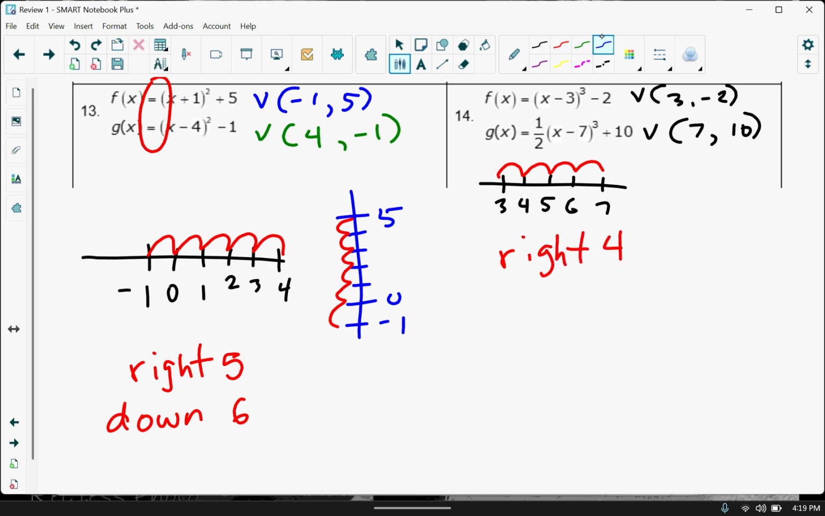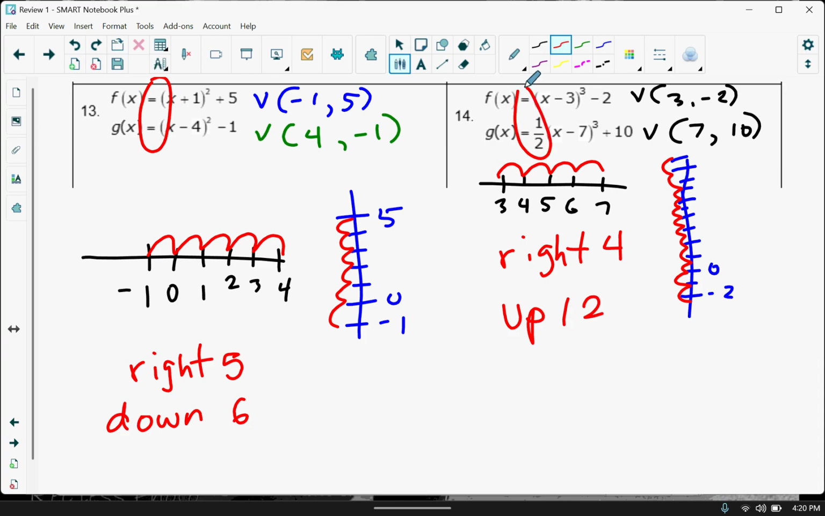Then I do the y-axis. I'm starting from -2, and I want to go up to 10. So this would be -1, 0, 1, 2, 3, 4, 5, 6, 7, 8, 9, 10. I ran out of room. Let me just extend that. Then I just need to count it up. So I'm going up 1, 2, 3, 4, 5, 6, 7, 8, 9, 10, 11, 12. So I went up 12.